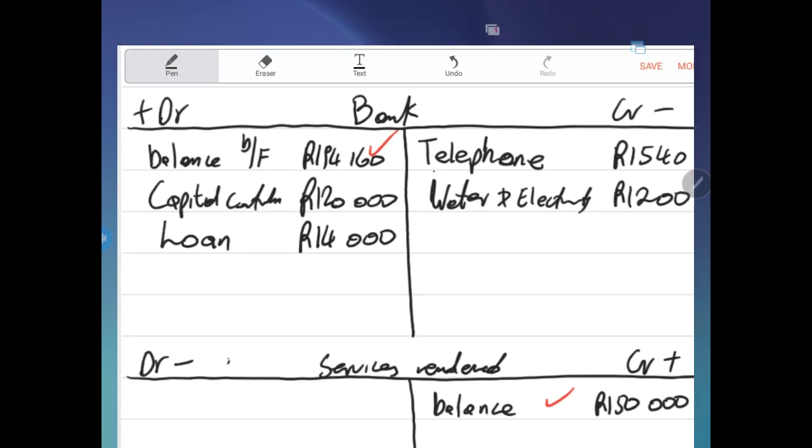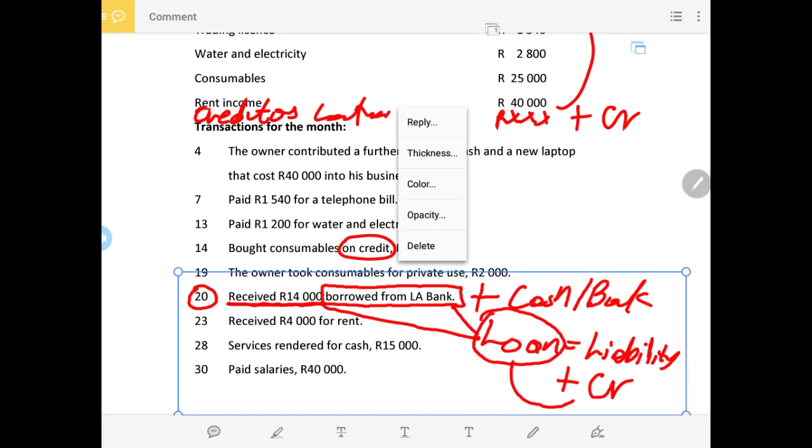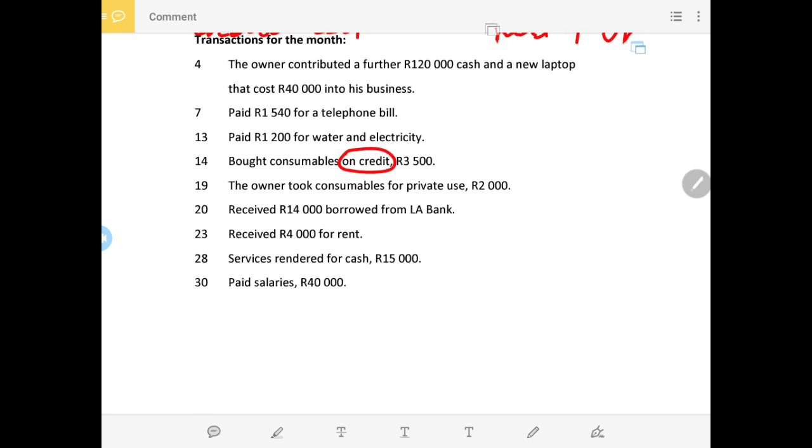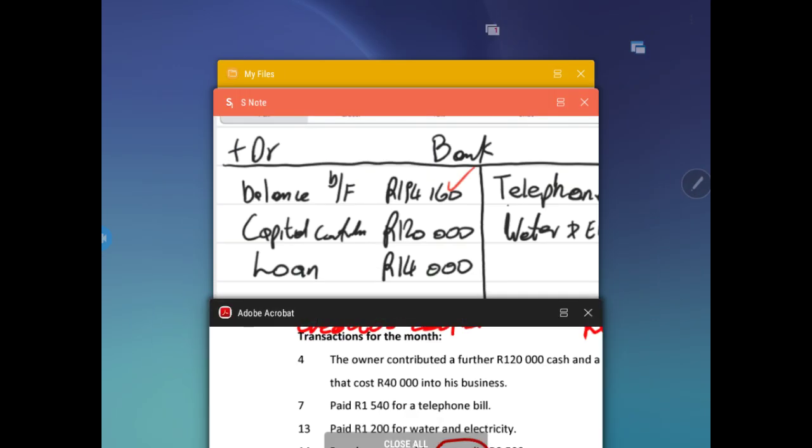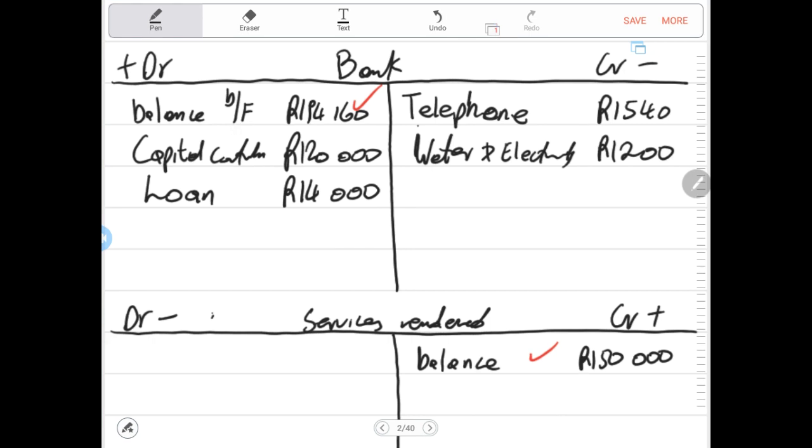Now, continue in that exciting, lovely note. We go now to number 23. We have received 4,000 for rent. If you have received money, we expect a plus in our bank account. Money can't be transferred to your account and your bank account remain the same. We have received 4,000. For what? For rent. So our bank account must indicate that we have received. How do we indicate that we have received money in the bank? We record it on the left-hand side, meaning on the debit side.